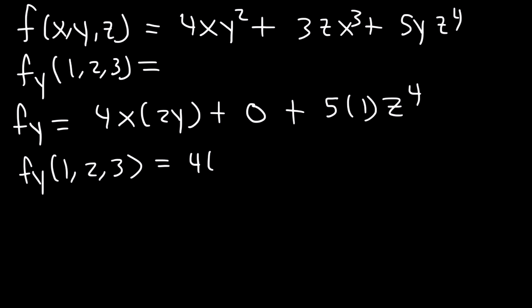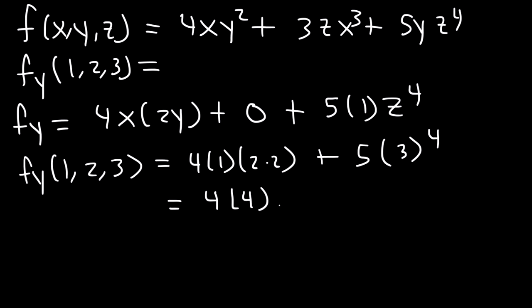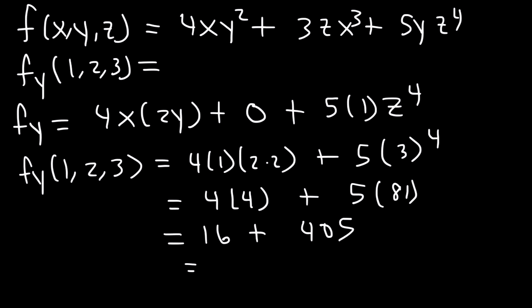So now we can evaluate it at the point 1, 2, 3. So x is 1 and y is 2. And z is 3. So 2 times 2 is 4, and 3 to the fourth power is 81. That's 3 times 3 times 3 times 3. 4 times 4 is 16. Now 5 times 8 is 40, so 5 times 80 is 400. And 5 times 1 is 5, so 5 times 81 is 405. Plus 16, that's 421. So that's the rate of change of the function with respect to y at the point 1, 2, 3.